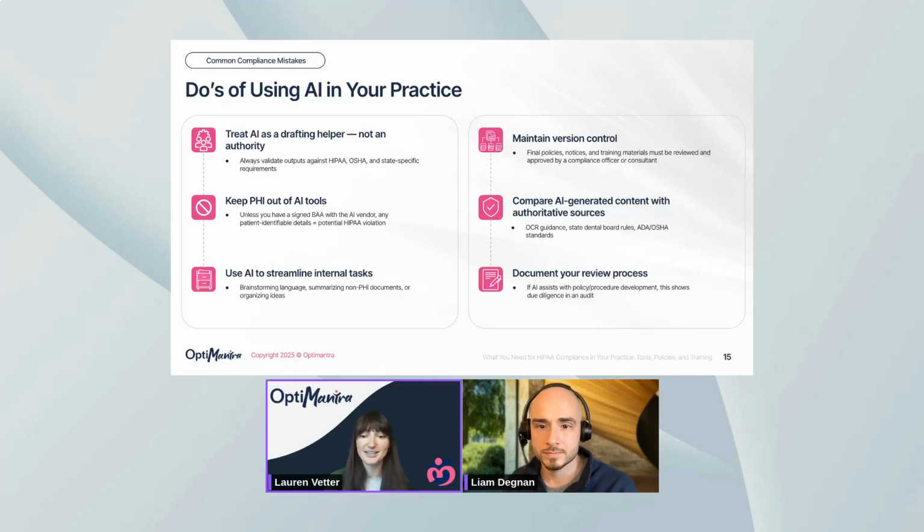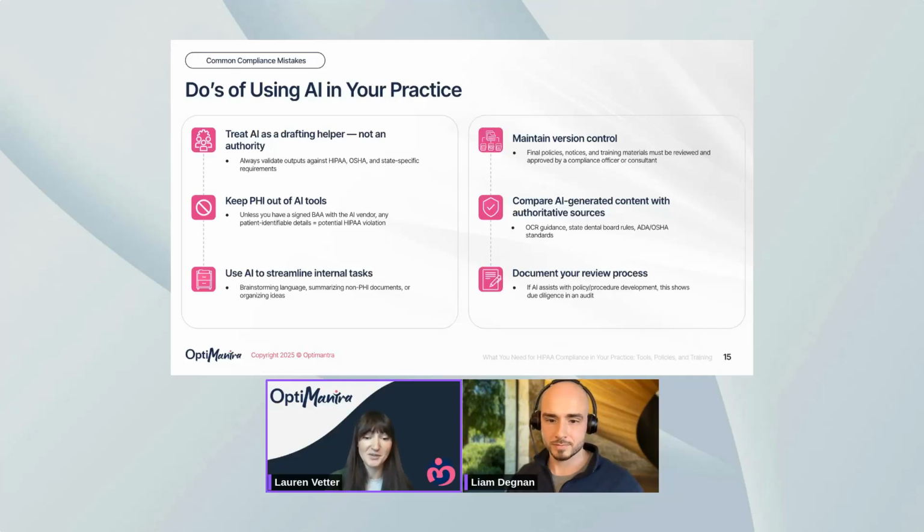You can use it to streamline those internal low-risk tasks. So brainstorming language for your website, drafting your frameworks, summarizing any of your content that doesn't contain that PHI. I'll say that over and over. That will be my risk assessment takeaway.